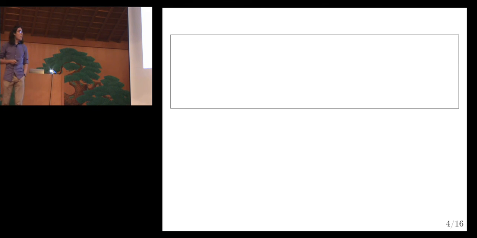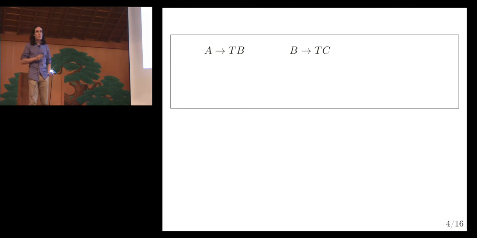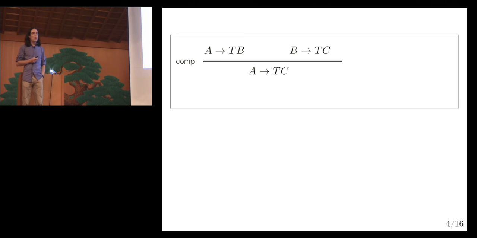So imagine we have the following situation. We have two functions, one of type A to TB, the other B to TC. Now these don't compose by normal function composition, but if T has the structure of a monad, then the monad operations give us this composition to get a function of type A to TC. And the monad laws say that this composition is associative and that it also has an identity where we can lift an A into a TA.